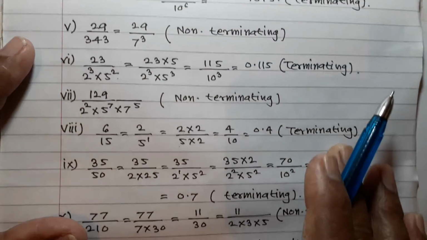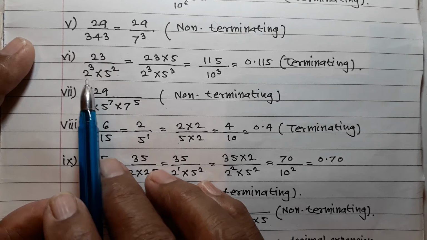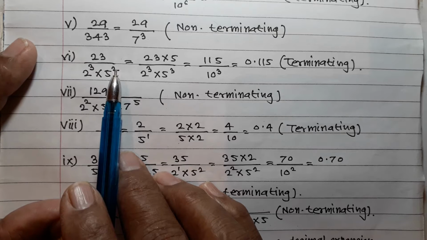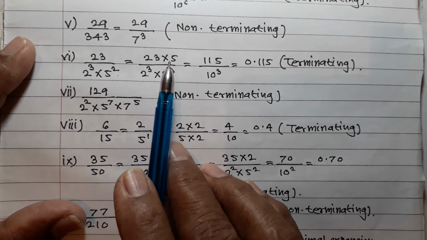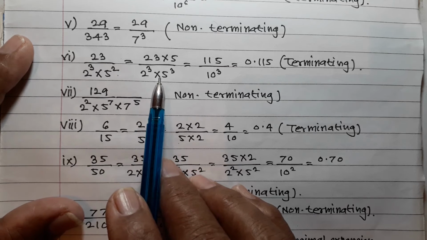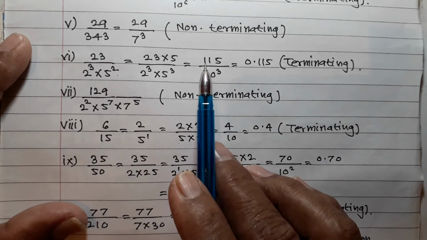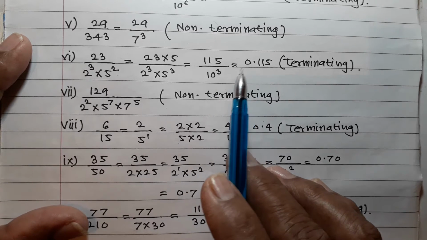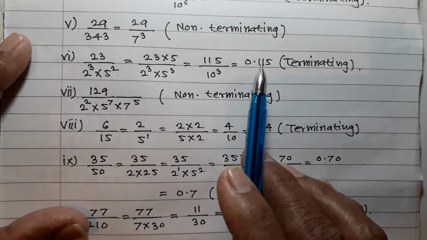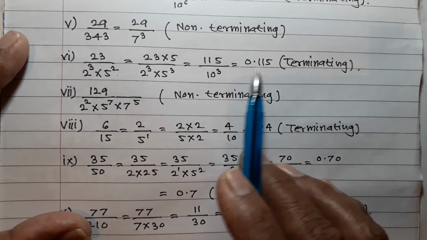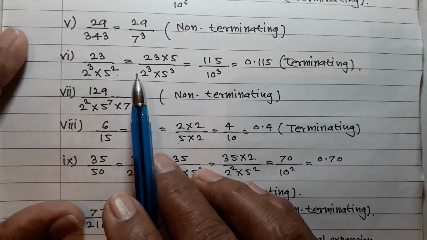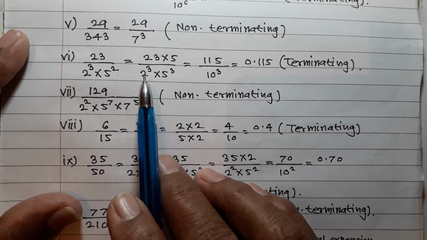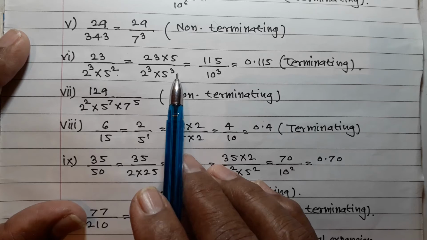Okay. Then next question, 23 upon 2 raised to 3 into 5 raised to 2 is equal to 23 into 5 upon 2 raised to 3 into 5 raised to 3, is equal to 115 upon 10 raised to 3, is equal to 0.115. So it is terminating because the factors of q are in the form 2 raised to n and 5 raised to m. Okay.